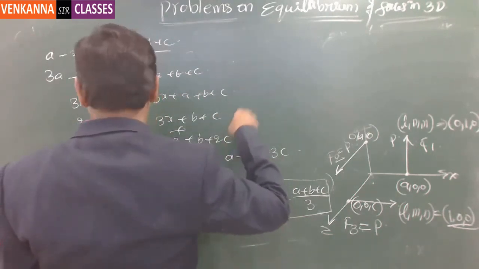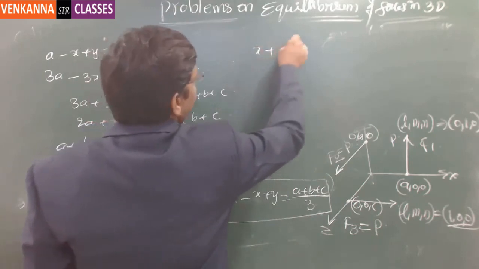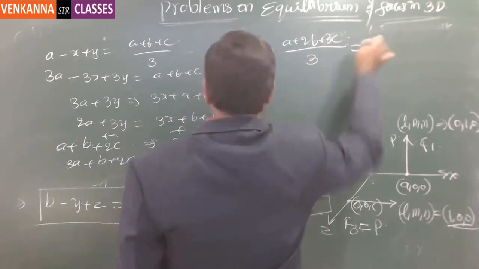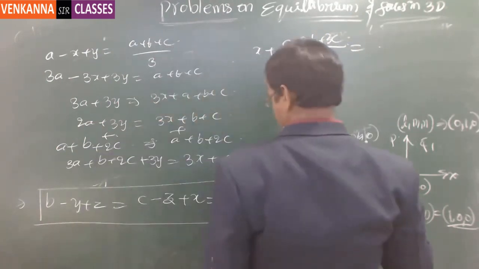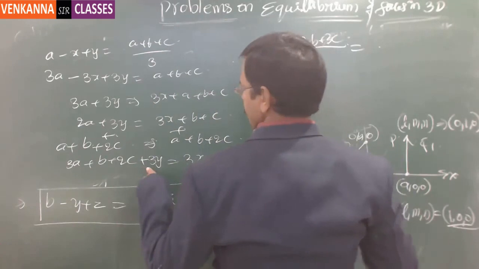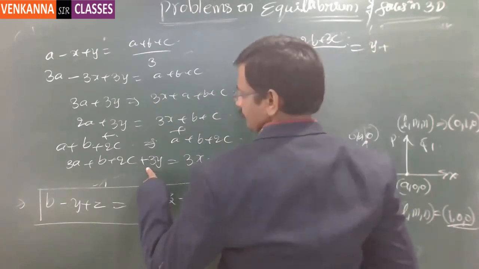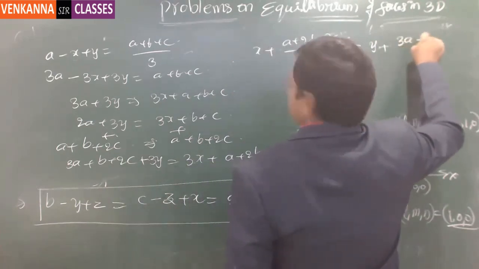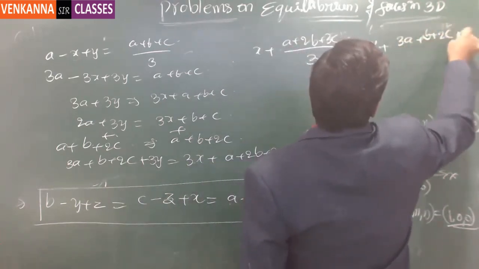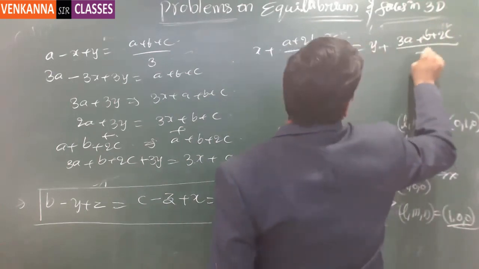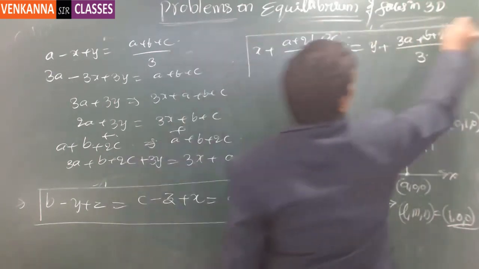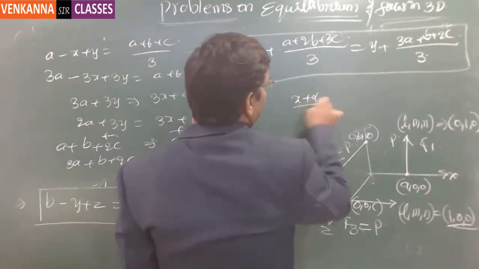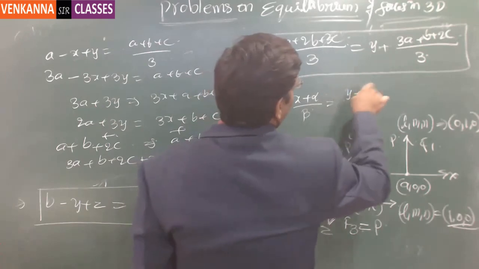Then (x + a + 2b + 3c)/3 is equal to (y + 3a + b + 2c)/3. So why I have done it this way is, see this, we have got the form x plus alpha by beta is equal to y plus gamma.